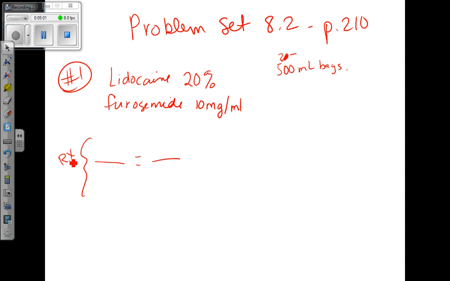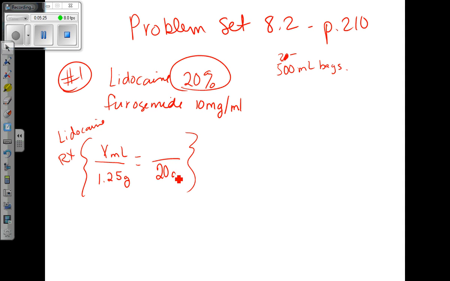So lidocaine, half of 2.5 is 1.25 grams. We're trying to find X milliliters for that prescription. On the other side is going to be your stock. Our stock for lidocaine is 20%. Remember, 20 would be grams, so you have 20 grams, and percentage always means 100 milliliters. The grams are the same and the milliliters are the same, so we're finished with that one.